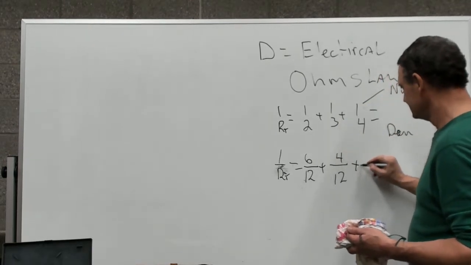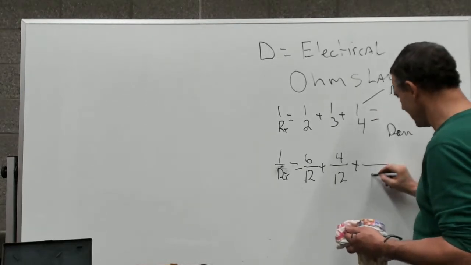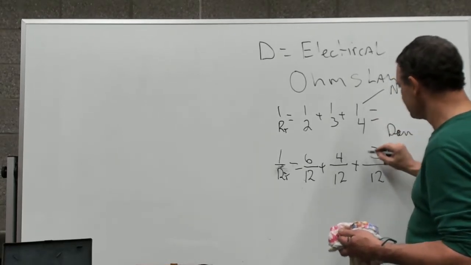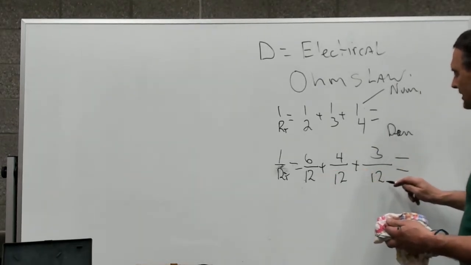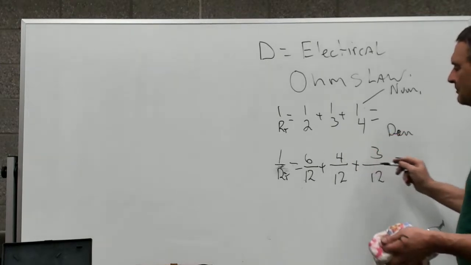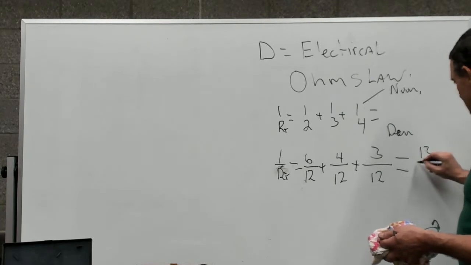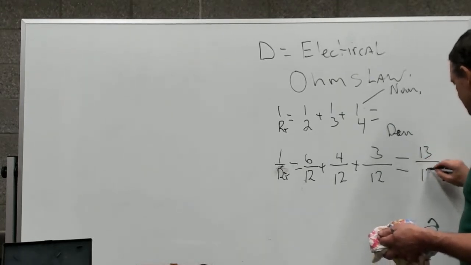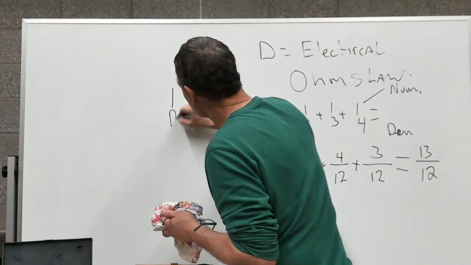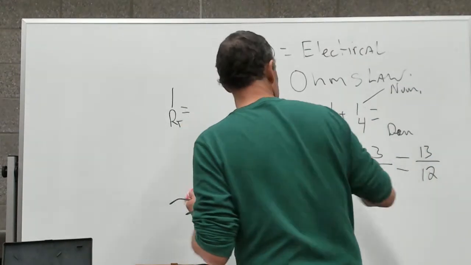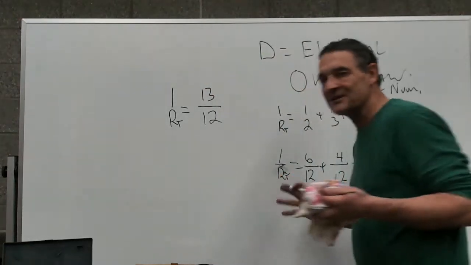Moving along, what makes this one 12? 3 times 4 is 12, and 3 times 1 is 3. Okay, I'm getting somewhere. Now that the denominator is the same, the numerators can be added up. So we got 13, and our bottom denominator is 12. We have 13/12. Let's rewrite this as 1/RT = 13/12, and that's all there is to it.